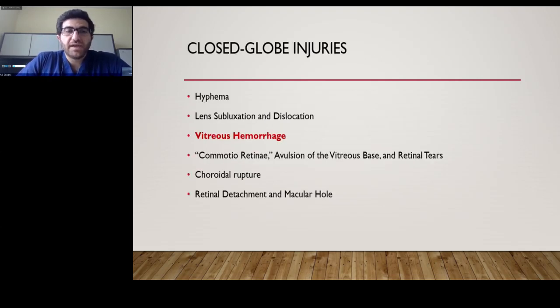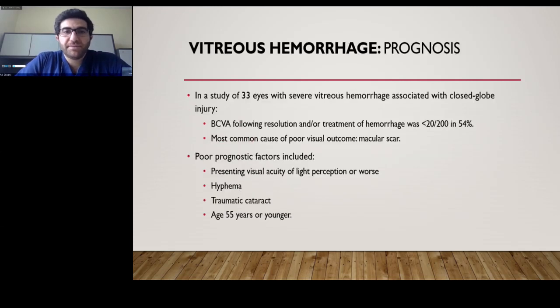Let's talk about vitreous hemorrhage. When vitreous hemorrhage is present, the outcome after trauma is worse, as has been shown in many studies. In a study published in Retina, visual acuity was less than 20/200 in 50% of patients who presented with vitreous hemorrhage associated with blunt trauma. Other prognostic factors are traumatic cataract, high IOP, older patient versus young patient, and a patient presenting with low visual acuity. If we have many factors, the vision will be worse after the surgery.